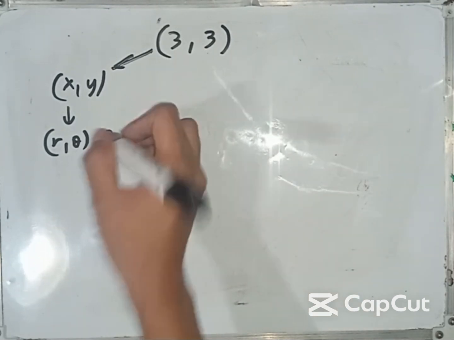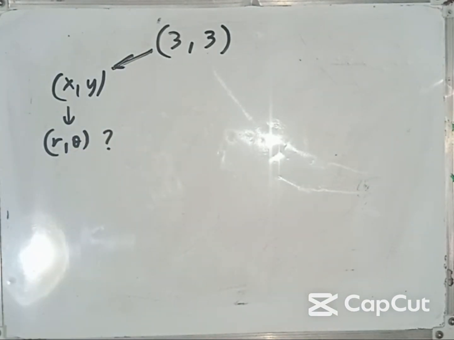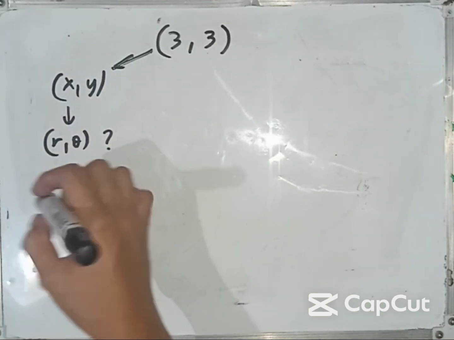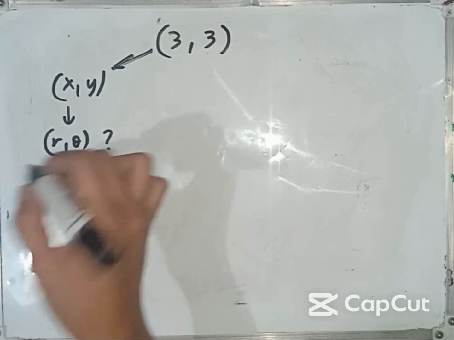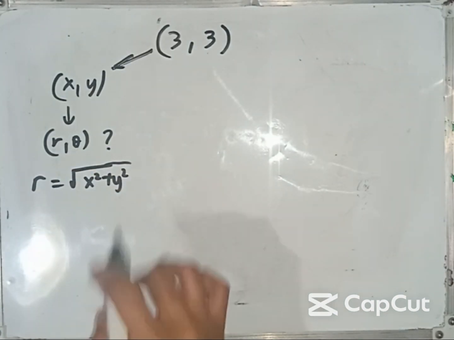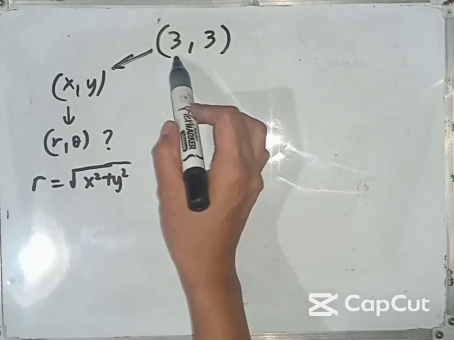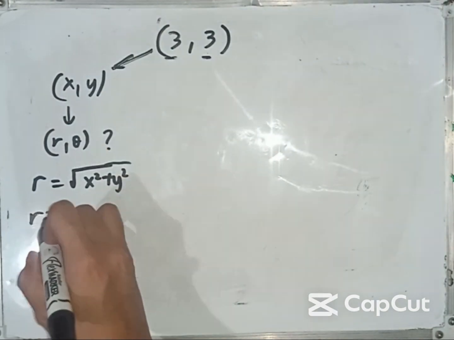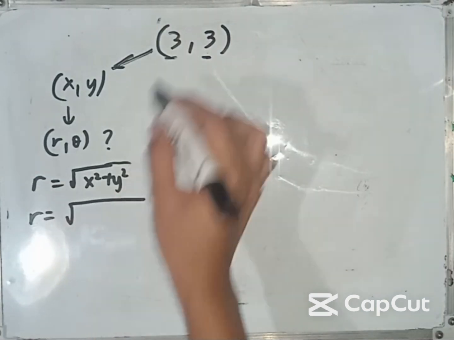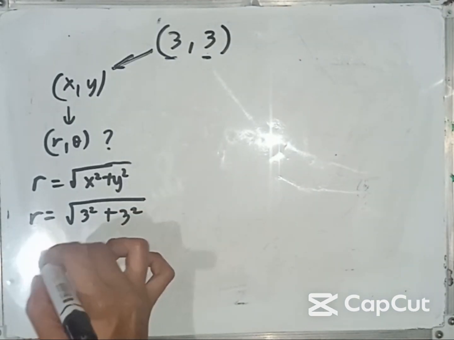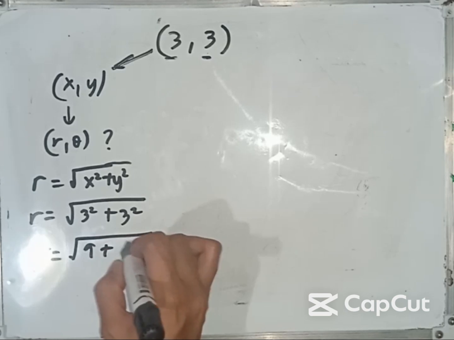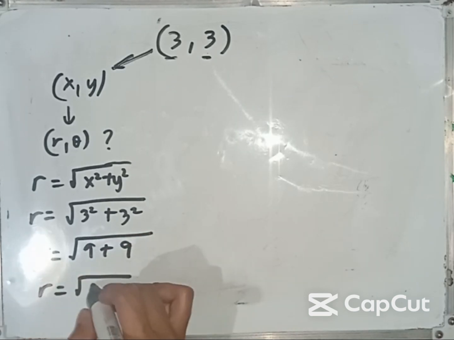So, the first thing is to find r. How do we find r? From earlier, as you will notice, r is equal to the square root of x squared plus y squared. r is the radius. So, let's just substitute the values from the 3, 3. x is 3 and y is 3. So, 3 squared plus 3 squared. 3 squared is 9, plus 9. So, square root of 18.